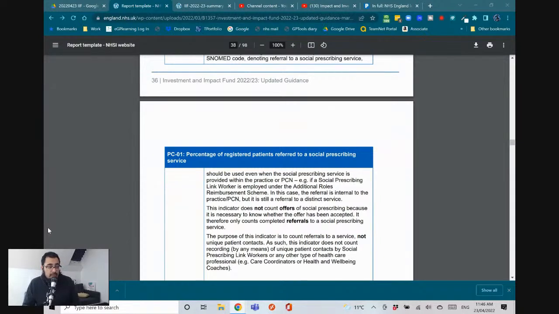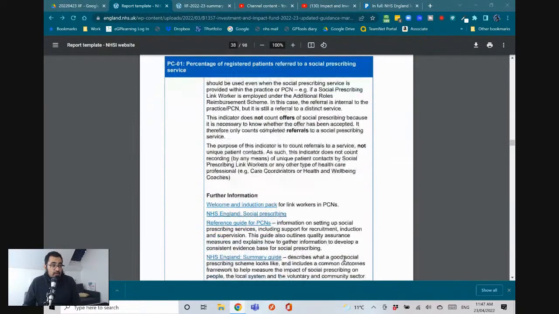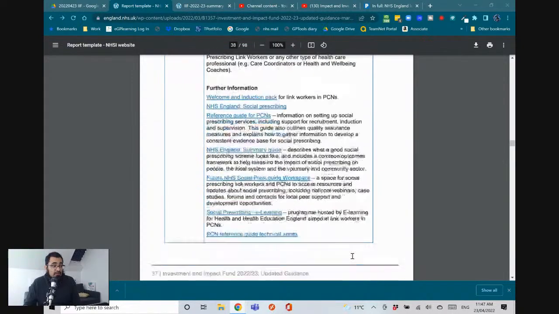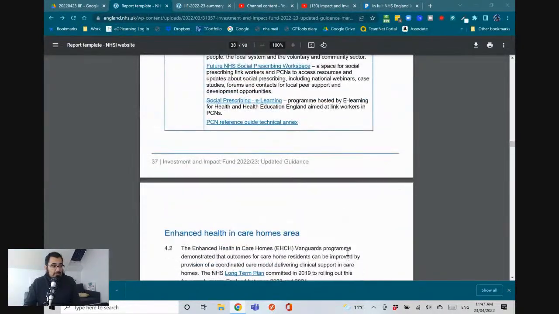Yeah. But it doesn't count individual contacts. So it's patients referred over. If you have a patient that sees a social link worker 4 times, that doesn't count as 4 referrals, which kind of sounds obvious. As such, the indicator does not count recording by any means of unique patient contacts by social prescribers or any other type of health worker, like care coordinators or health and wellbeing coaches, because there is some blend over in many areas where they're combining these services to try and make it effective and sensible for patients.